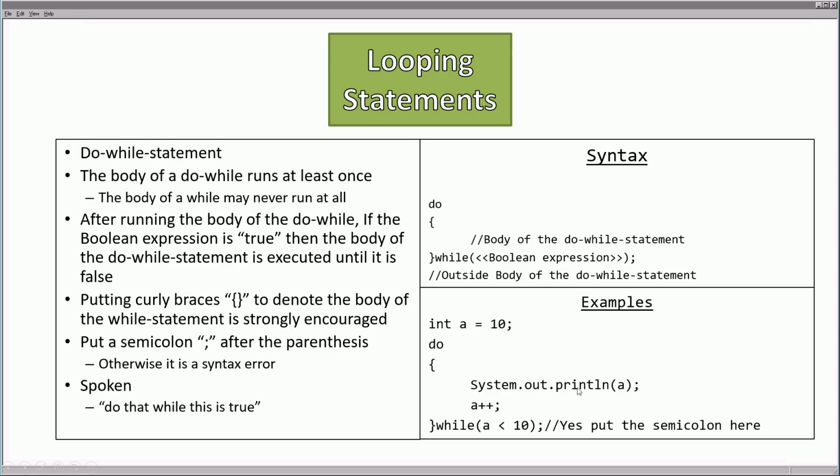Now in contrast, if this happened to be a while loop instead of a do-while loop, well, it initially sets up as 10. 10 is not less than 10, so the body of the while loop would never run. However, because this is a do-while loop, the body runs at least once.